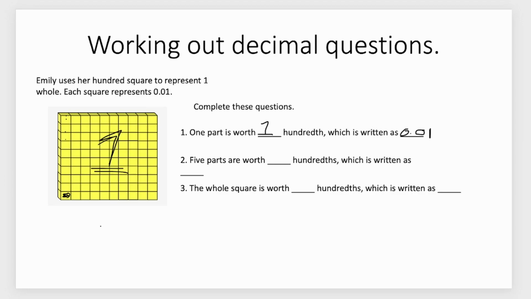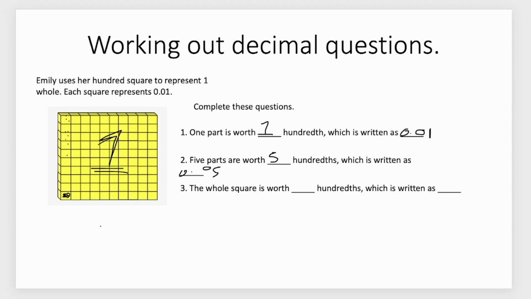Same thing for 5 parts. How much worth is 5 parts? So 5 parts, if you counted them, 1, 2, 3, 4, 5. Those 5 parts there, we could also add 0.01 5 times. So if we go 0.01, then 2, and then 3, and then 4, and then 5, so we get 0.05 as well. So our 5 parts are worth 5 hundredths, which is written as 0.05. Pretty nice and simple.